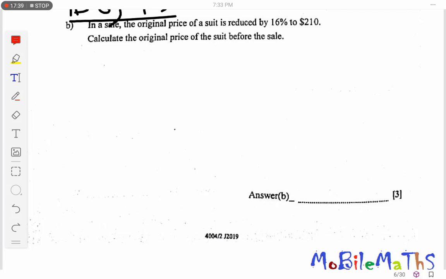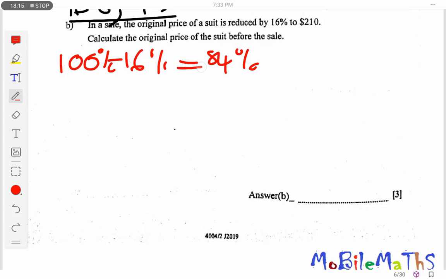Okay, let's go on to the next question. In a sale, the original price of a suit is reduced by 16% to $210. Calculate the original price of the suit before the sale. So for this question now, if you want to get the original price, we can say there's 16% reduction. So if we say 100 minus 16% reduction there, this is 100%, we get 84%. Okay, so this is the money.